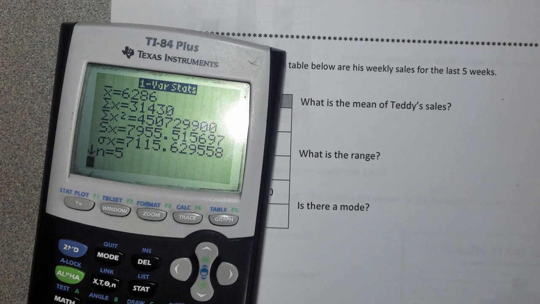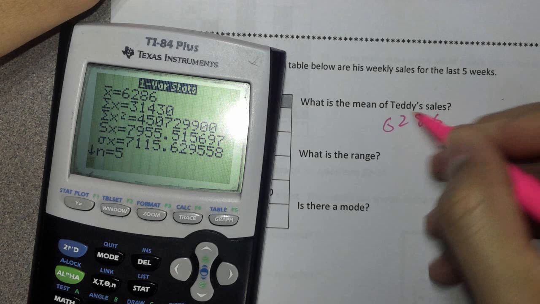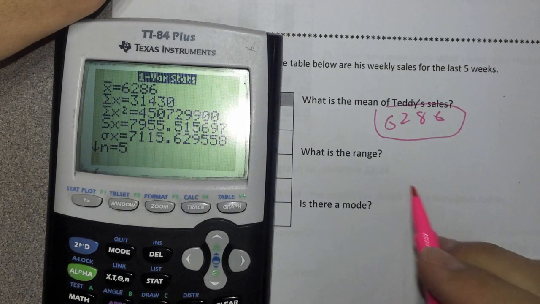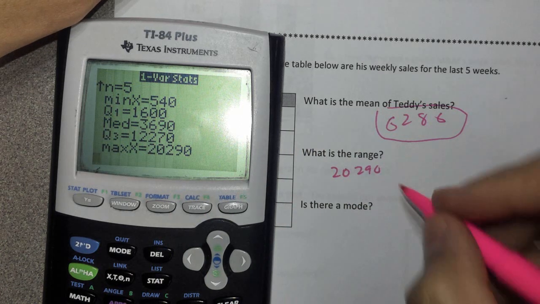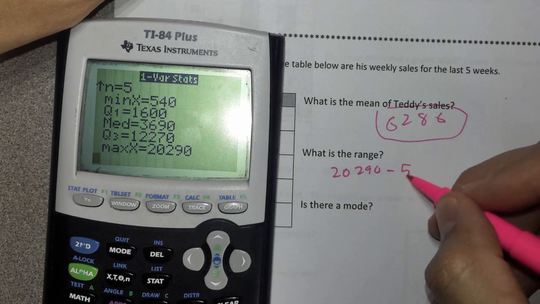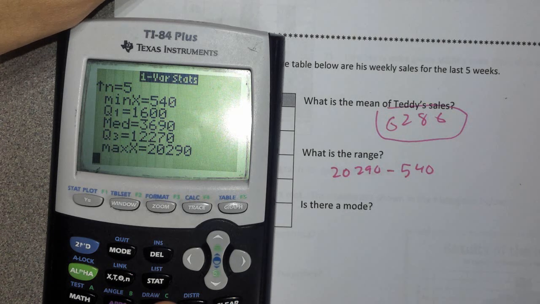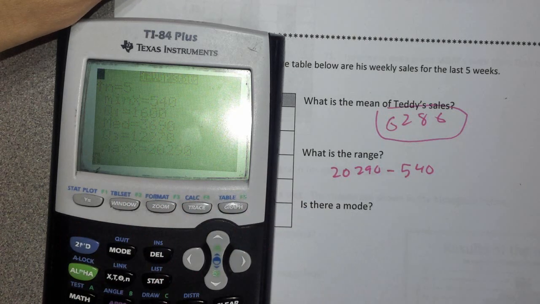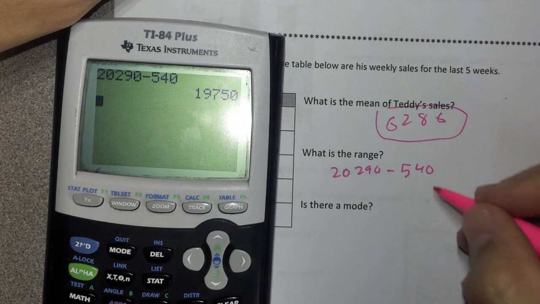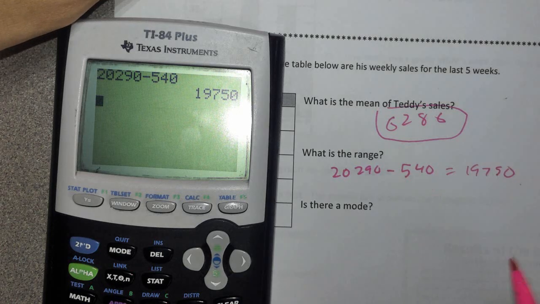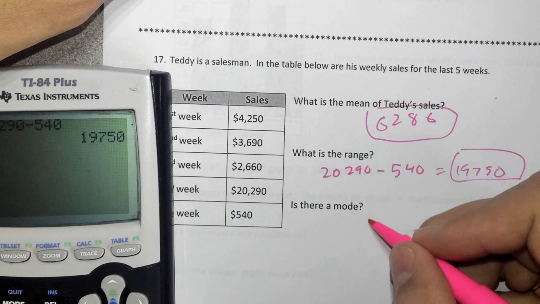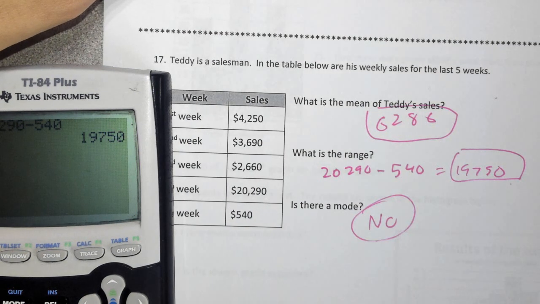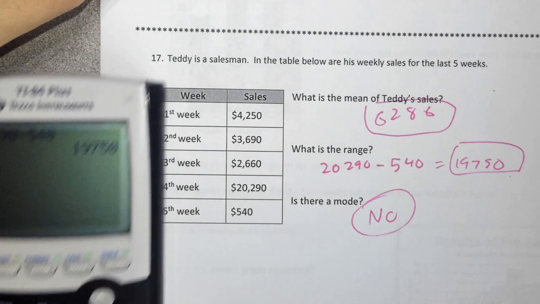Alright, what is the average of his sales? 6286. What is the range? That's the big one minus the small one. His max was 20290, and we're going to subtract the minimum, which is 540. And we can do second quit, 20290 minus 540, enter, 19750. Is there a mode? There is no mode, nothing repeats.